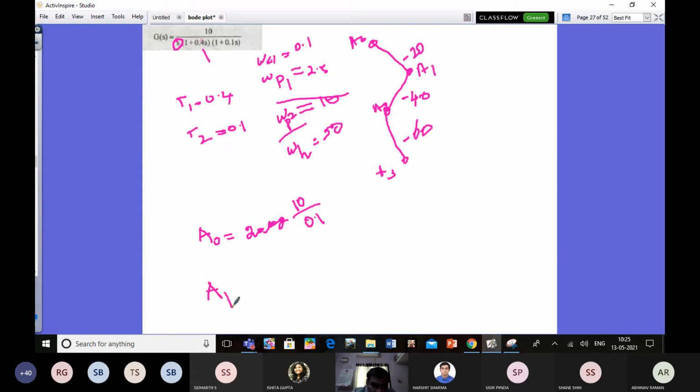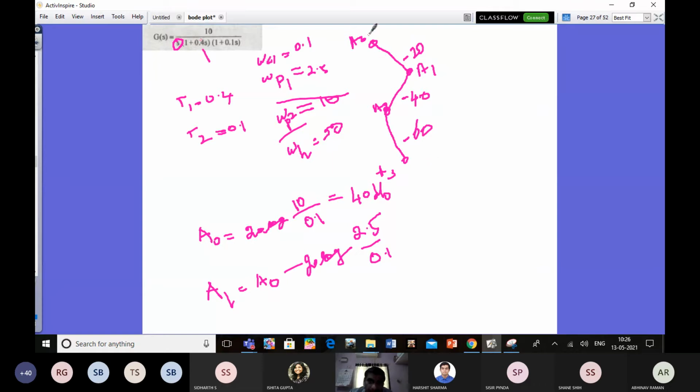Next, what is A1? What is A0 then? 20 log of 10 divided by 0.1. What is the answer? Plus 40 dB. So next, how do we determine A1? A1 is A0 minus 20 log of omega P1 divided by omega CL.